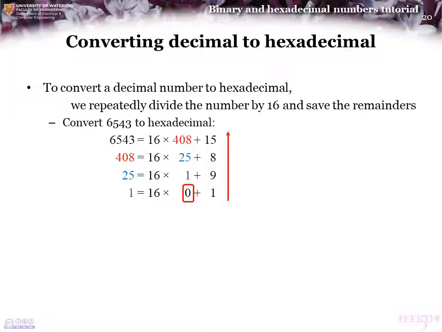We now read the digits off starting at the bottom. So 1, 9, 8, 15. Oh wait, 15 is the hexadecimal digit F. All right. Now we prefix it with 0x, and so the hexadecimal representation of 6,543 is 198F.